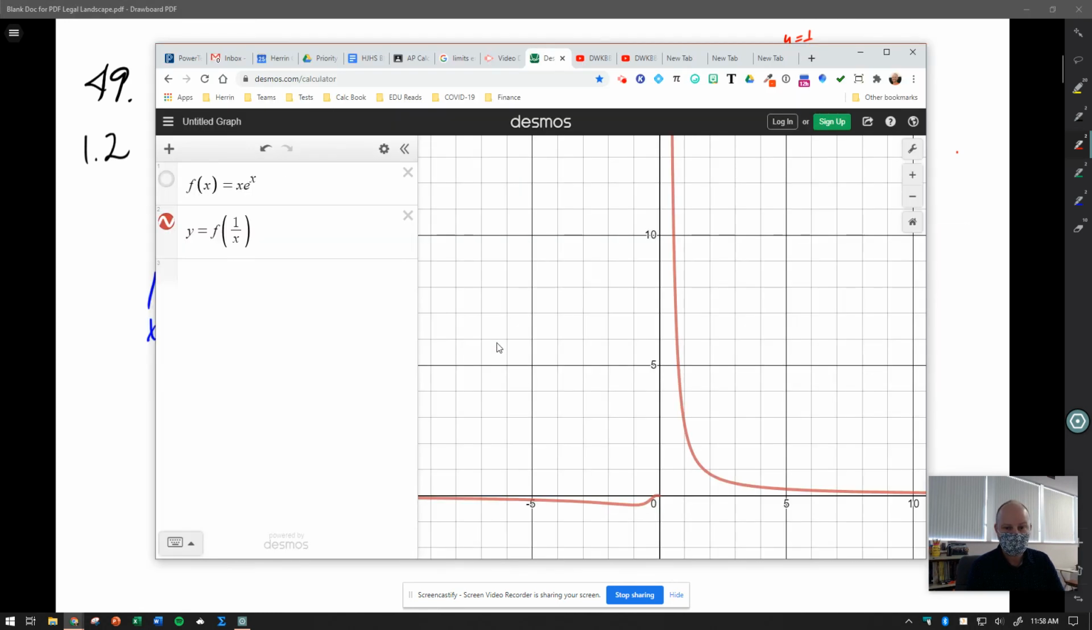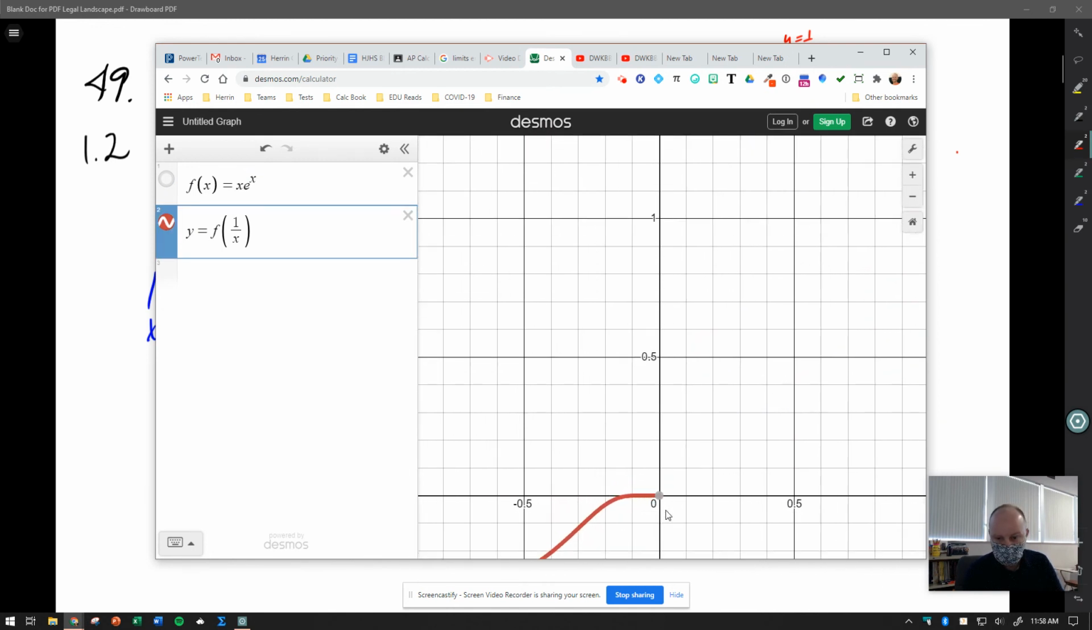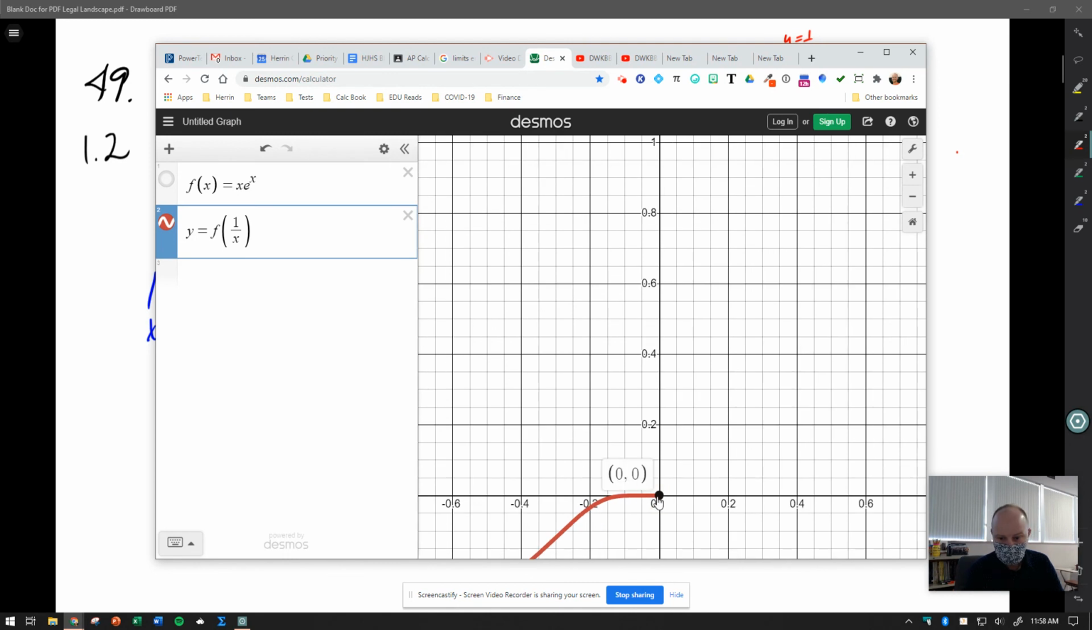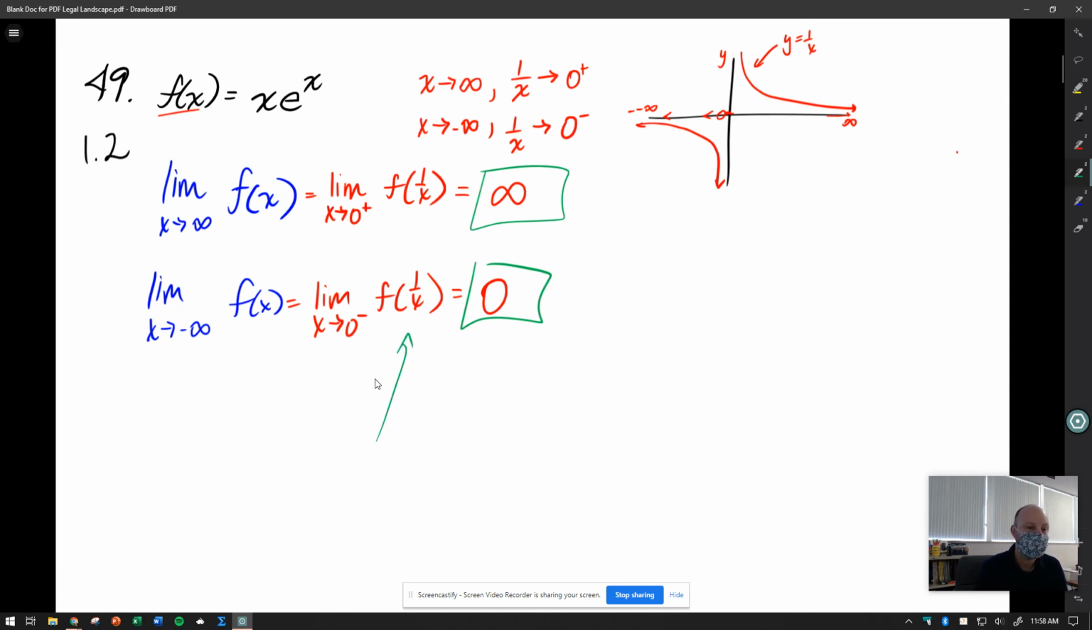And then as we go towards 0 from the left, a little bit of a different action. It looks like this curve is approaching 0. Yeah. So for this one, we have 0. And those are the answers we are after. We just did it by taking a look at the graph of f of 1 over x as x goes towards 0, rather than the graph of f of x as x goes towards infinity or negative infinity. Hope that helped.